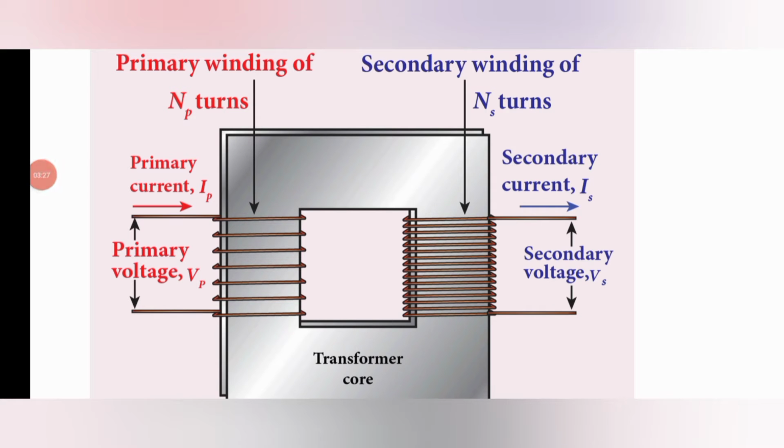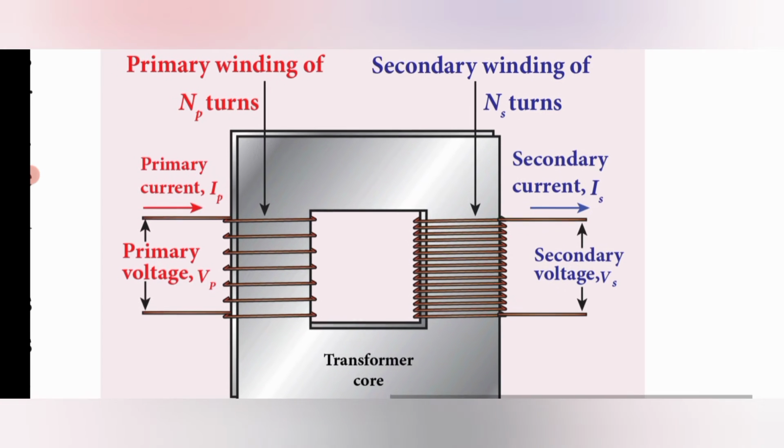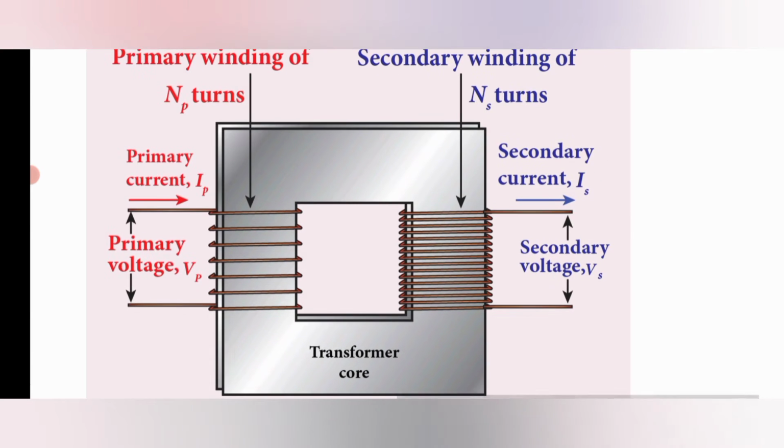Next, construction of the transformer. In the construction there are two coils, coil 1 and coil 2. Coil 1 is generally referred to as the primary coil, and its number of turns is NP. The supplied voltage is called the primary voltage, VP. The secondary coil is referred to as S, and its number of turns is NS.